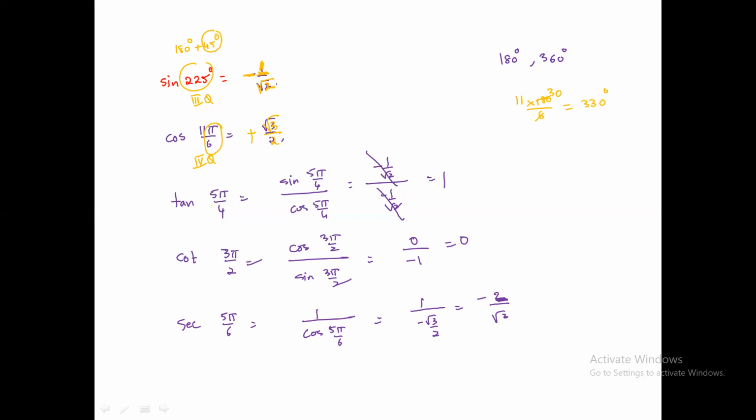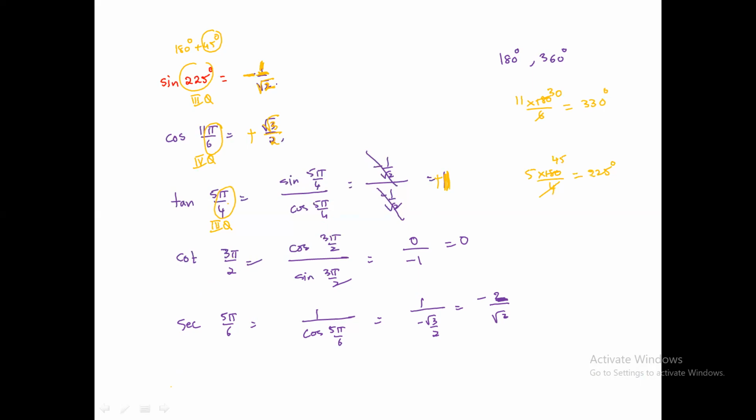Similarly, tan, look at this, 5 pi by 4. 5 into 180 by 4. 4 4s are 16, 4 5s are 20. 5 into 45 is 225. 225 is in the third quadrant. Tan is positive in the third quadrant. And tan pi by 4 is 1. So you can write 1.